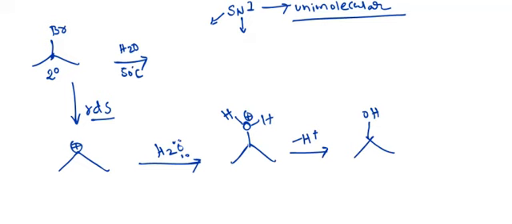So SN1, unimolecular: how many molecules are involved in the RDS? A single molecule.